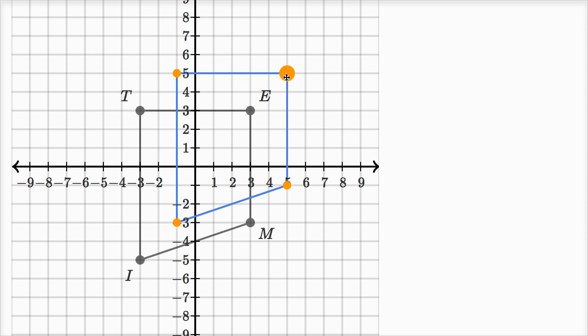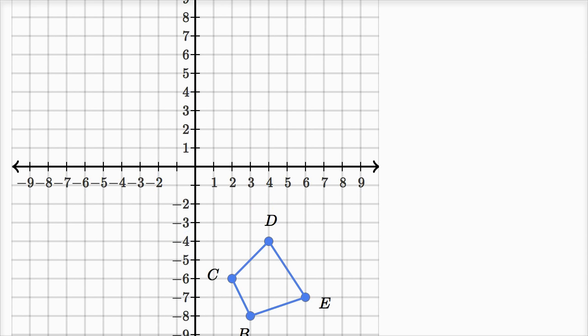Now if I put it here, every point has shifted to the right one and up one. They've all shifted by the same amount in the same directions. That is a translation. But you can imagine a translation is not the only kind of transformation. In fact, there's an unlimited variation. There's an unlimited number of different transformations.